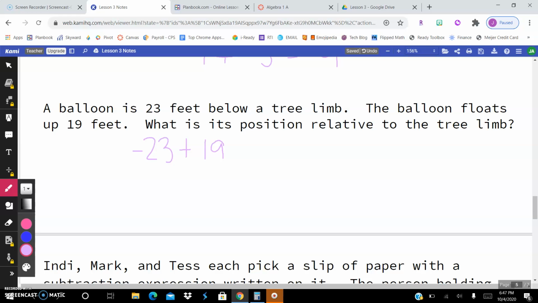So we were -23 feet below. We were 23 feet below, so that's our negative, and we moved up 19 feet. So they're different signs, so I am going to subtract big minus little. 23 minus 19 would give us 4, and then go back. Our largest number is 23. It's negative, so that means we are still 4 feet below the limb.